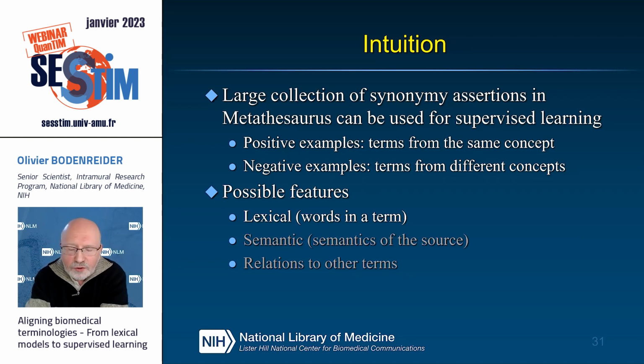And of course, if you use deep learning, you can use a variety of features. You can use the words in a term, that is lexical features. You can use the semantics. You can use relations to other terms. In what I'm going to present, which was our first foray into predicting synonymy, we only focused on lexical features, but we've done additional work since, leveraging the semantics and the relations also.